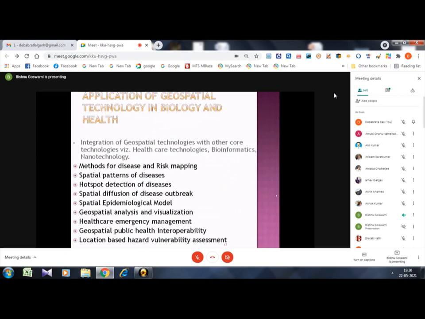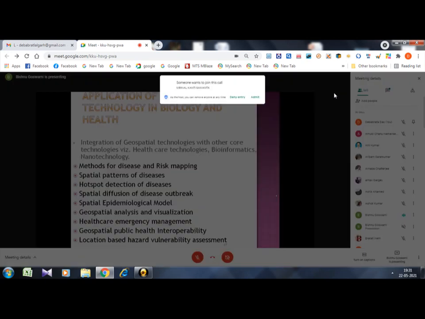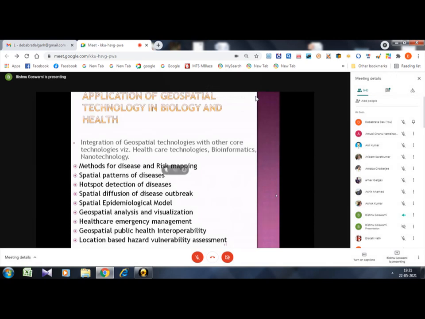So the application of geospatial technology in biology and health involves methods for disease and risk mapping, methods of spatial patterns of diseases, hotspot detection of diseases, and spatial epidemiological models. As you can see, now we have one model from one of the IITs about the COVID spread, and when we will have the peaks and when this will go away. These types of things are being done.